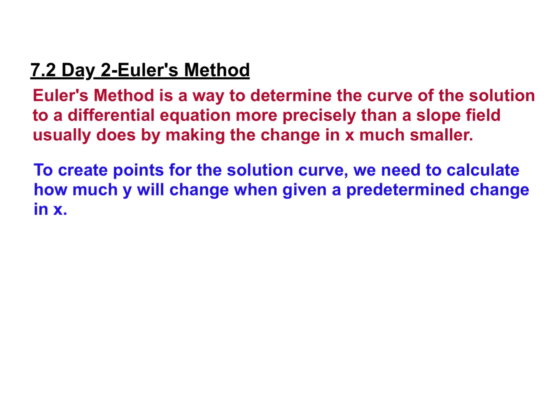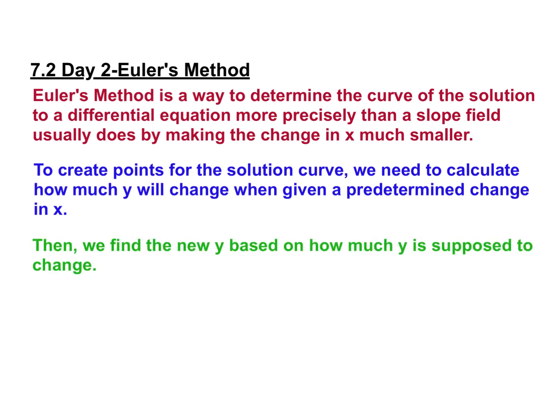Ultimately, Euler's method says, if x changes by this much, you determine how much y is going to change. Then we find the new y based on how much y is supposed to change, and that's how we come up with our values. This is the big picture, the big idea of what we're trying to accomplish here.